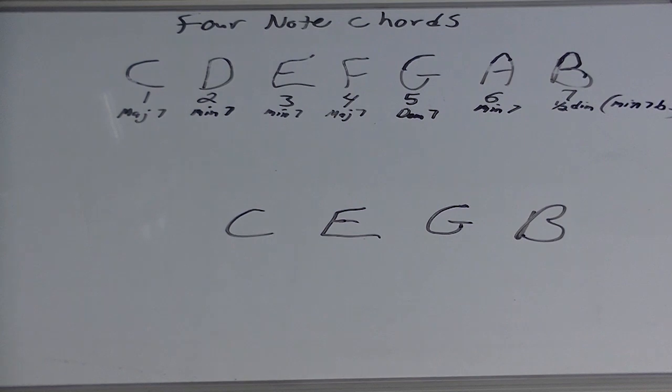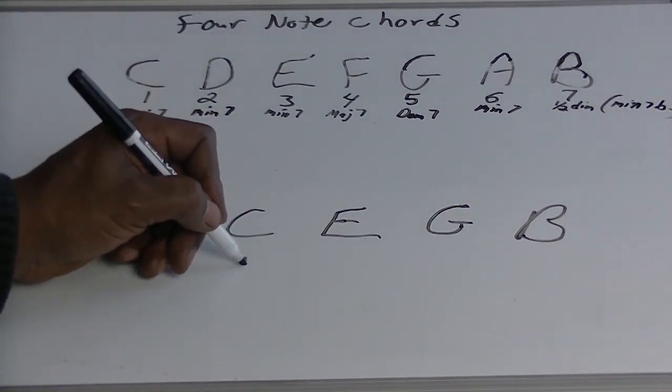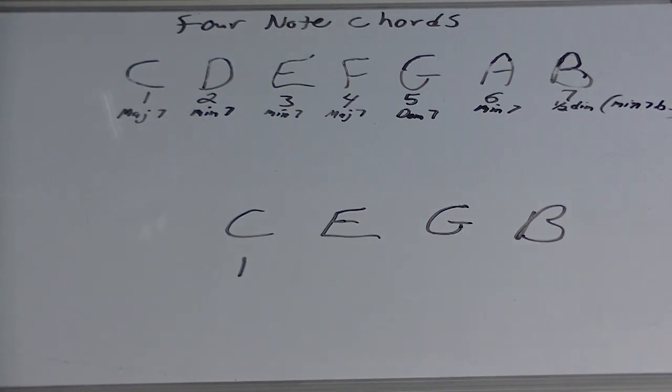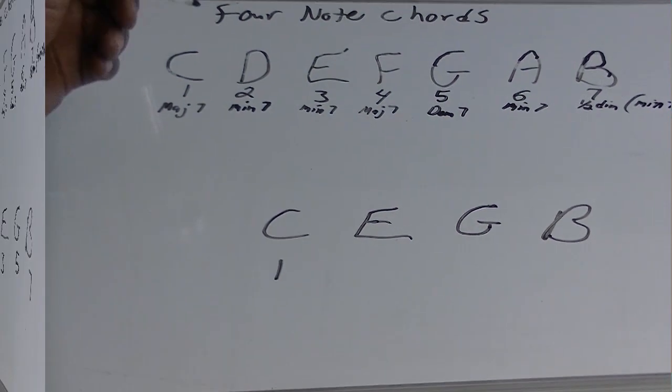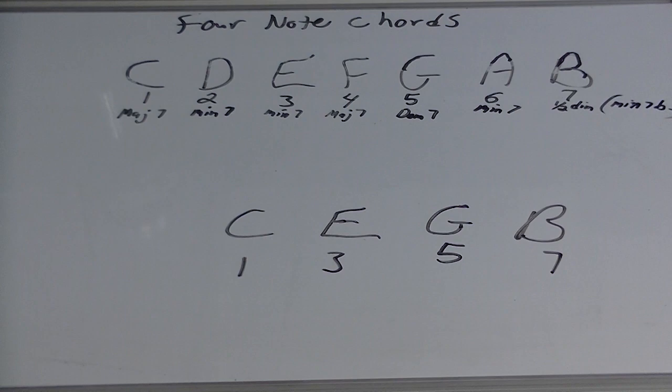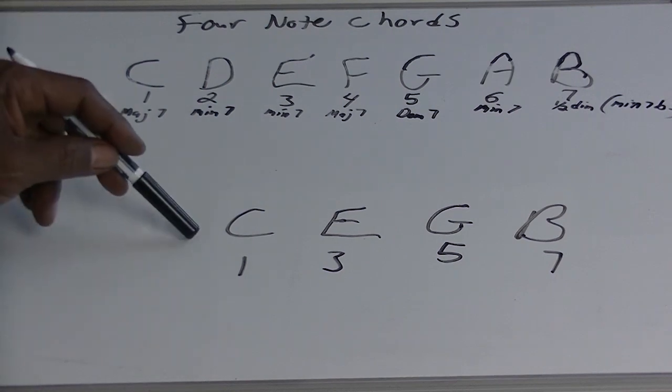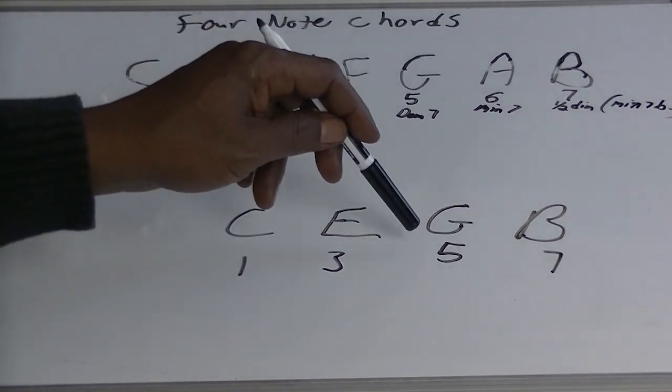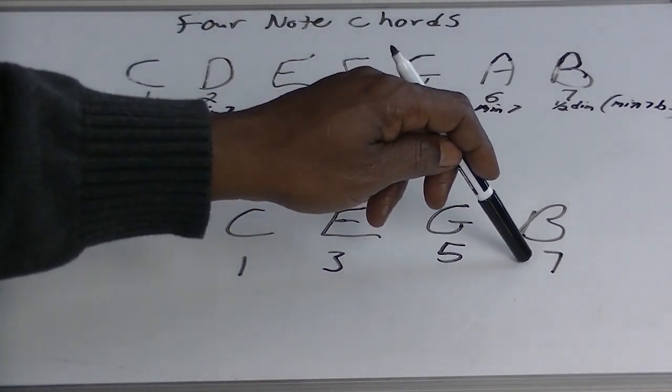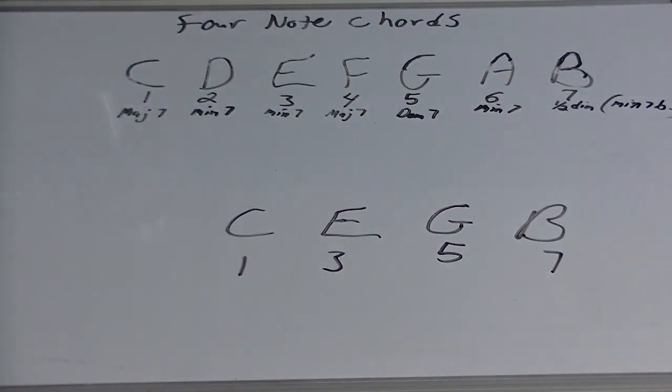And if we do that, we can see that C is the root note of the scale, and we represent that with the number 1. And E is the 3rd. So when we analyze our C major 7th chord, what we have is the 1st, the 3rd, the 5th, and the 7th notes of the major scale.